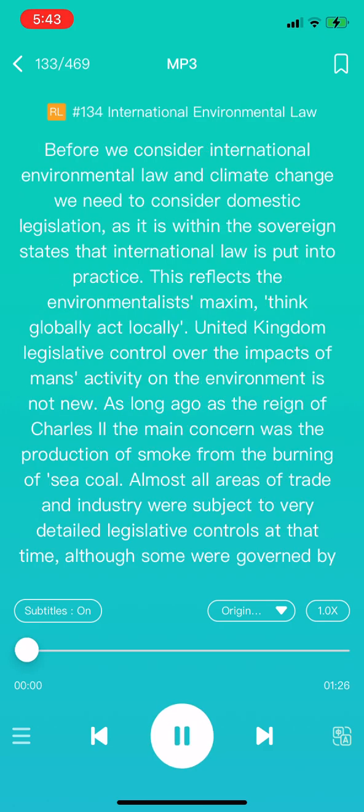Before we consider international environmental law and climate change, we need to consider domestic legislation, as it is within the sovereign states that international law is put into practice. This reflects the environmentalists' maxim, think globally, act locally. United Kingdom legislative control over the impacts of human activity on the environment is not new.